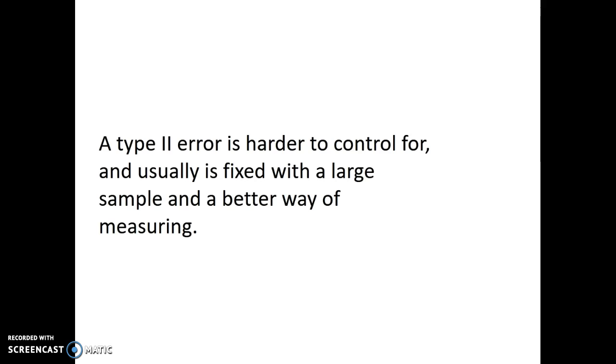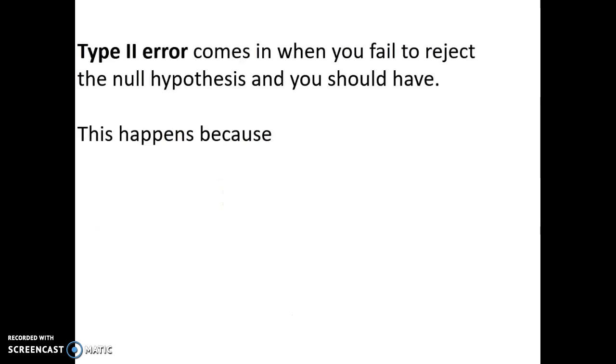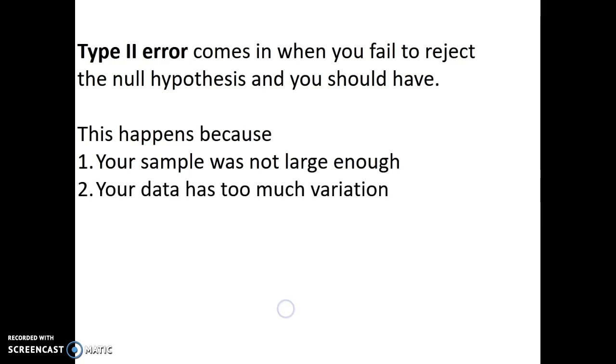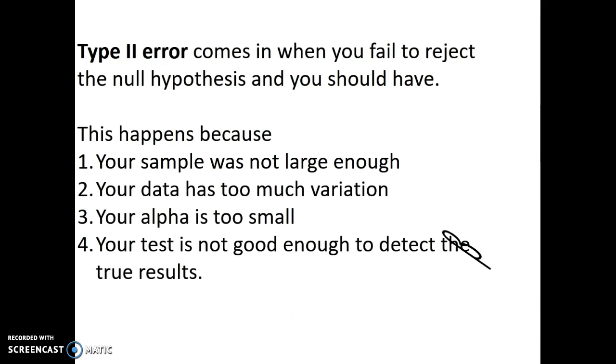And just like a type 1 error is controlled with alpha, well, a type 2 error is called beta. And beta happens if your sample wasn't large enough, your data has too much variation, your alpha is too small, or your test just wasn't good enough.